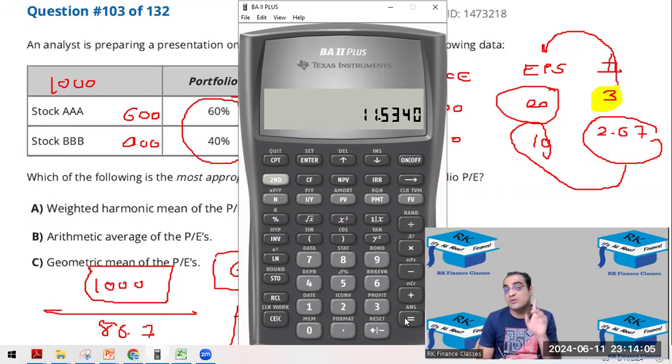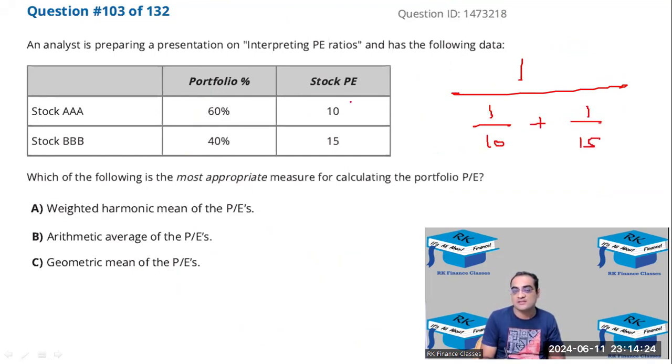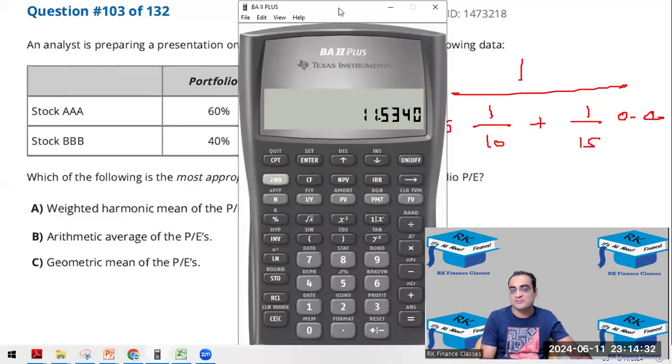So what I did earlier was wrong. What I discussed with Emoli before was wrong, and this is right. But I would say leave that here, and you can look at the normal direct method because weights are given. 1 upon 10 plus 1 upon 15, multiplied by weights 0.6 for this and 0.4 for this. This will be faster, and the answer is the same, 11.53.